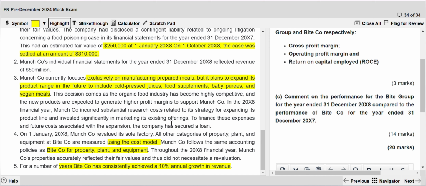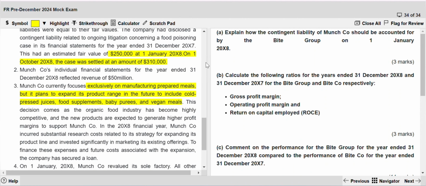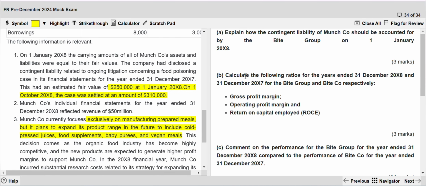Okay, so this is the question, or this is the requirement. Explain how the contingent liability should be accounted for by the WeGyde group on 1st January 20X8. How should the contingent liability be recognized on 1st January 20X8? So, in this case, what is the answer?